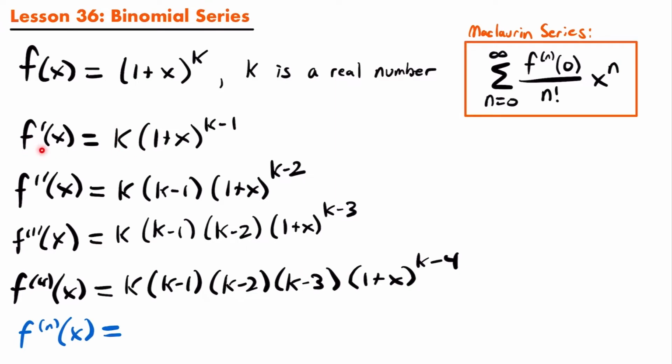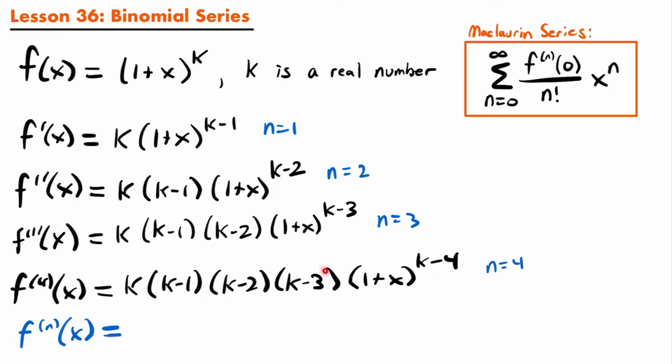For the first derivative, we just have k. For the second derivative, we have k times k minus 1. For the third derivative, we have k times k minus 1 times k minus 2. And then for the fourth derivative, we have k times k minus 1 times k minus 2 times k minus 3. Now in terms of the nth derivative, we would say that the first derivative is when n equals 1, the second derivative is when n equals 2, the third derivative is when n equals 3, and the fourth derivative is when n equals 4, right?